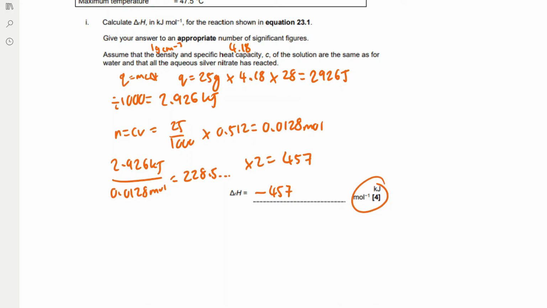My main tip is to always check that you use the right sign. So if the temperature is increasing, it's always going to be negative because it's going to be exothermic. Whereas if the temperature is decreasing, it's going to be positive because it's going to be an endothermic reaction.